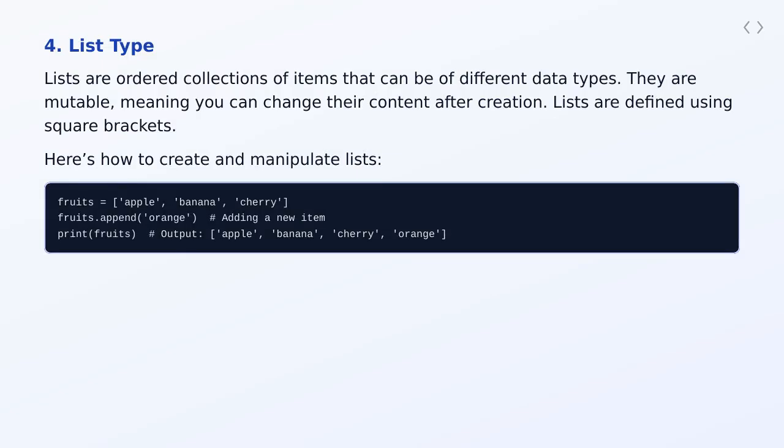For 4. List type, let's dig in. Lists are ordered collections of items that can be of different data types. They're mutable, meaning you can change their content after creation. Lists are defined using square brackets. Here's how to create and manipulate lists. I'll let you read the examples on screen rather than reading every line aloud.